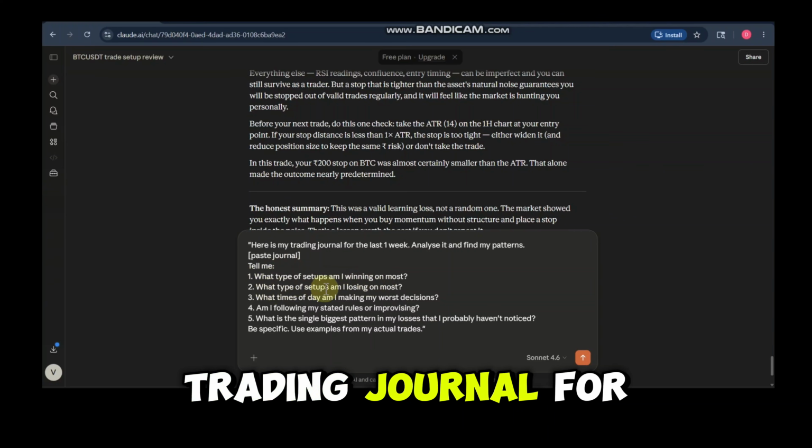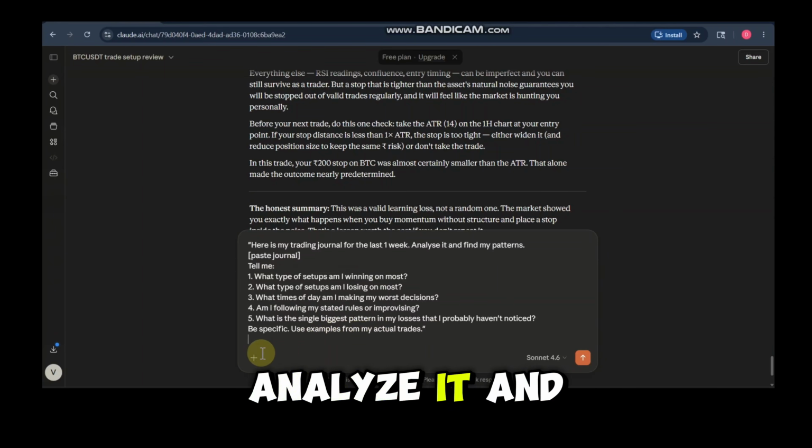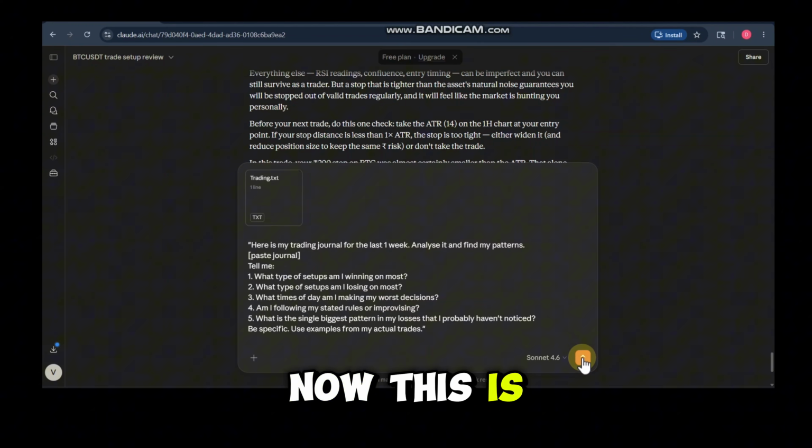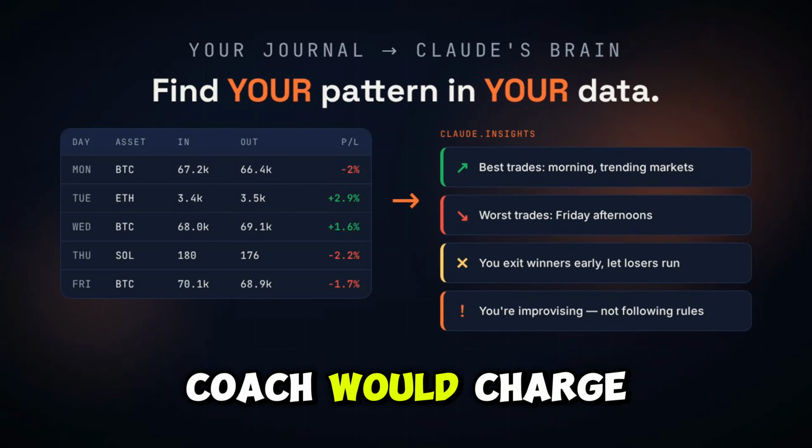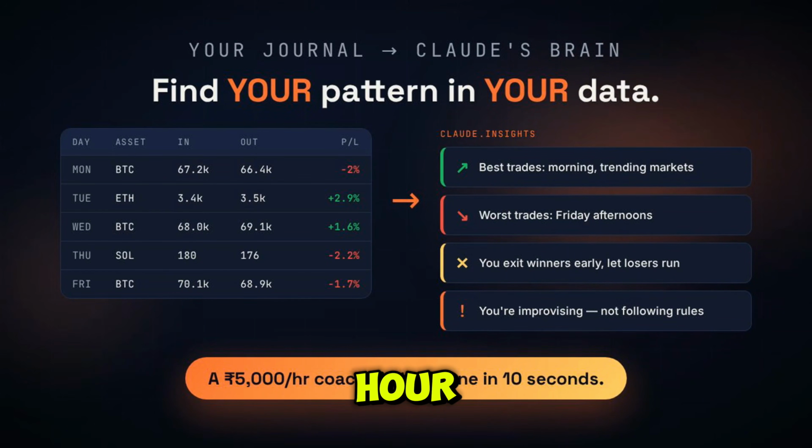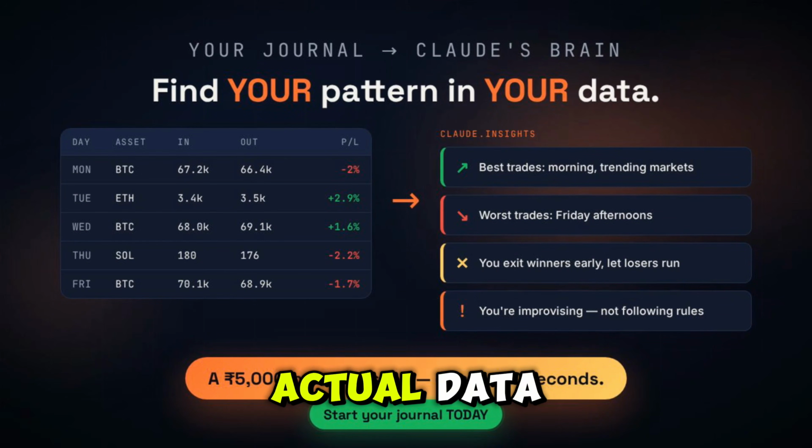Here is my trading journal for the last 1 week. Analyze it and find my patterns. Now, this is an insight a professional trading coach would charge 5000 rupees an hour for, but Claude does it in 10 seconds with your actual data.